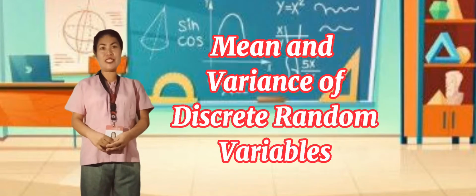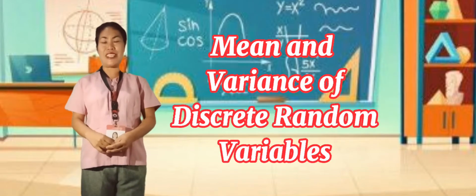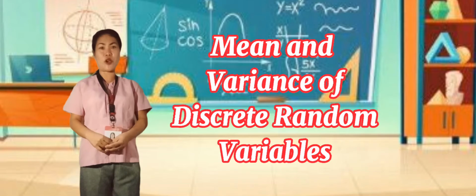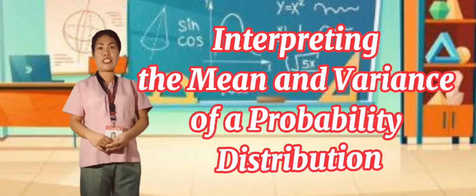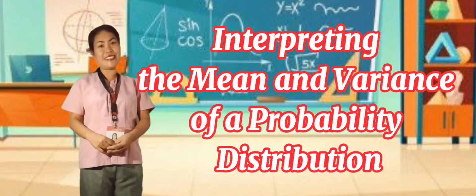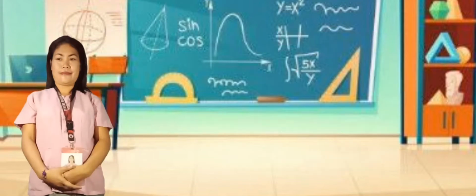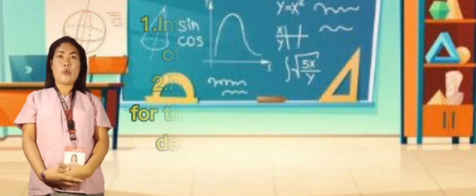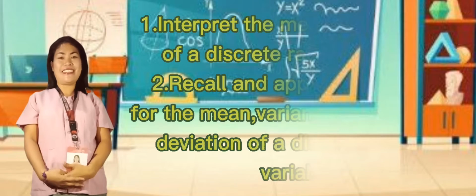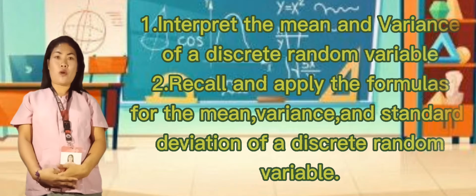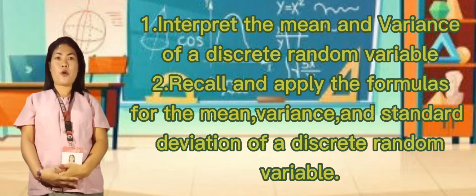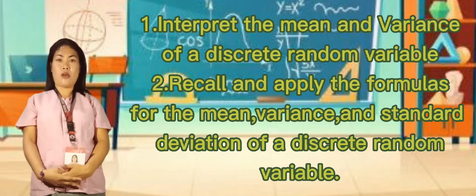Today, we are going to discuss one of the lessons in the mean and variance of the discrete random variables. Lesson 1, Interpreting the mean and variance of a probability distribution. In this lesson, we are going to interpret the mean and variance of a discrete random variable, and recall and apply the formulas for the mean, variance, and the standard deviation of a discrete random variable.